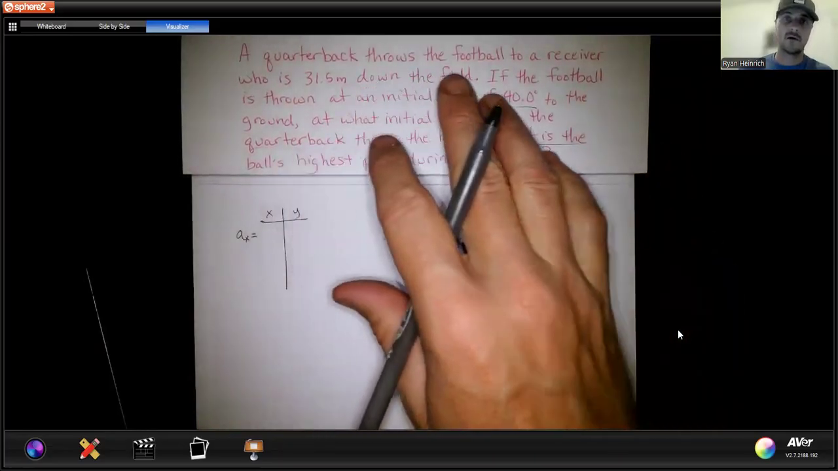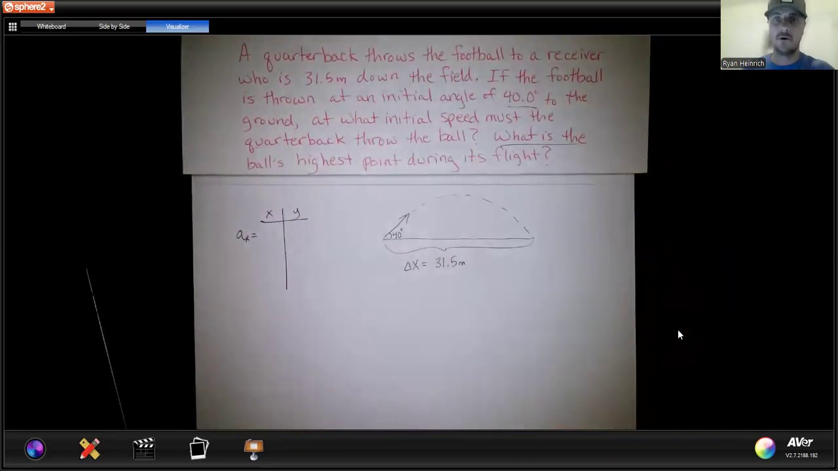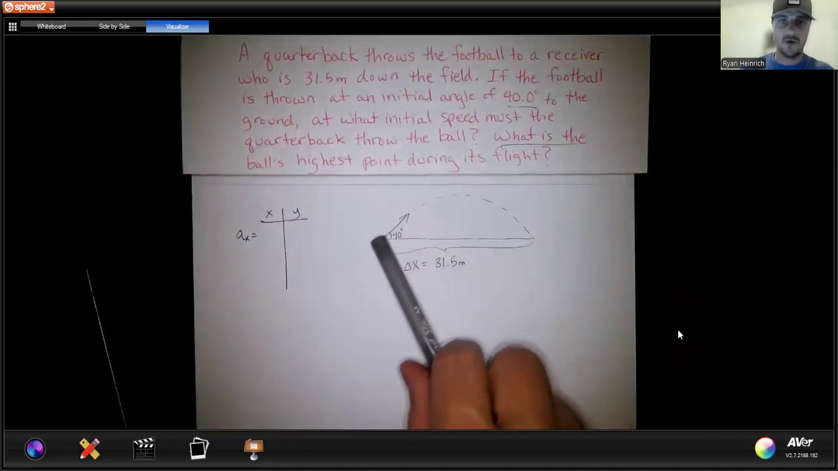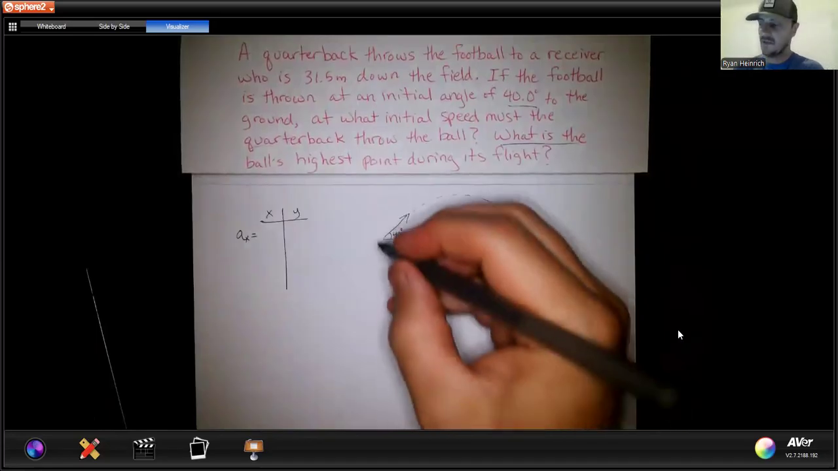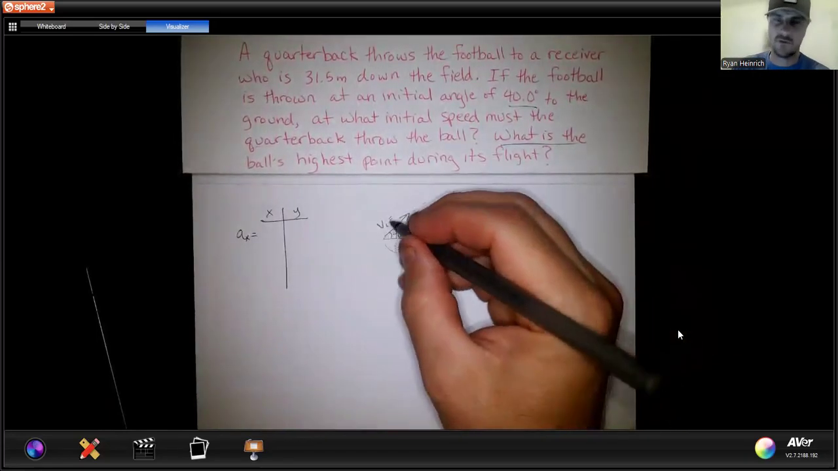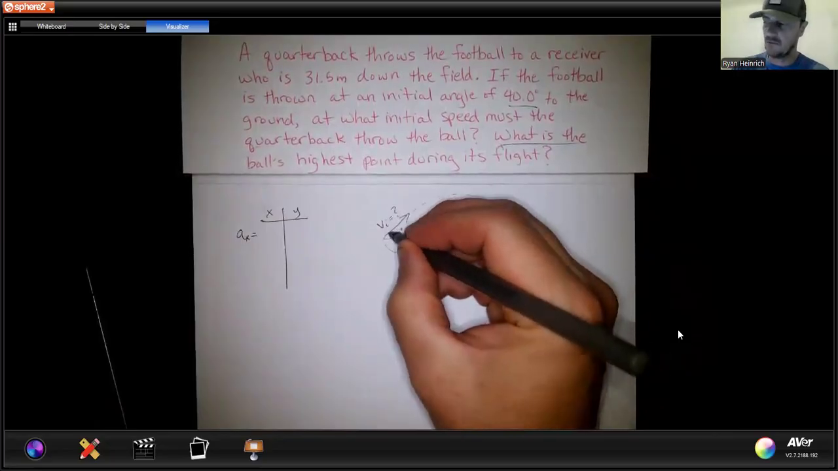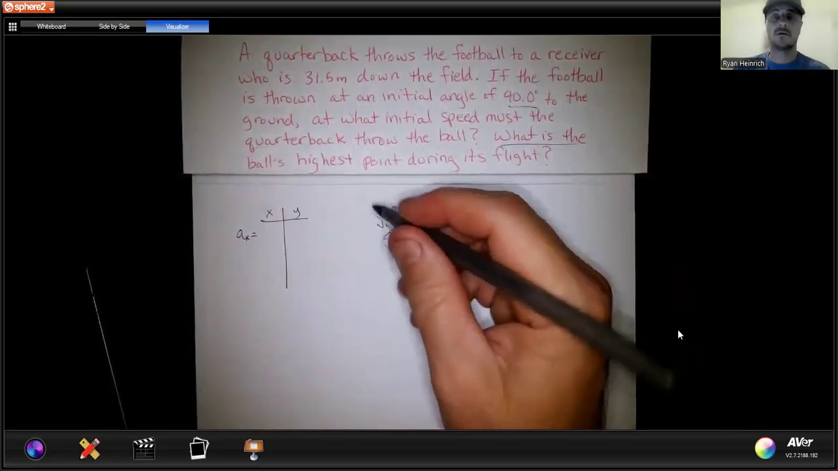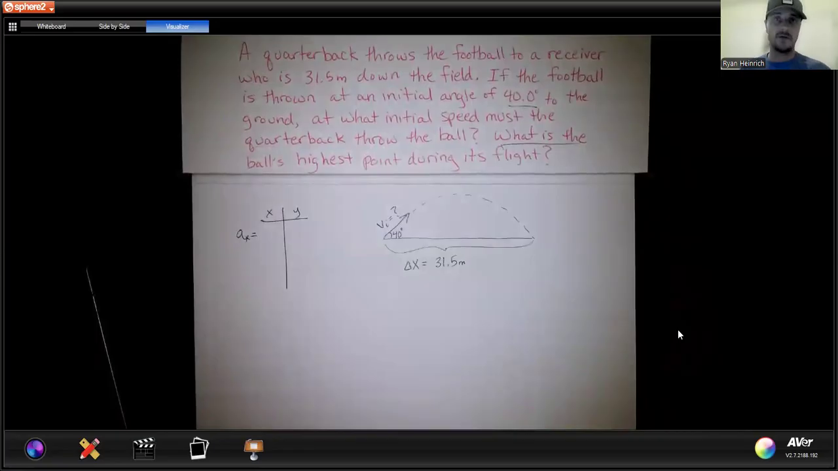We got a quarterback who throws the football to a receiver who is 31.5 meters downfield. They're throwing at an angle of 40 degrees. And once again, this is a difficult problem, or I should say more difficult than some, because they don't give us VI. So we're going to need a system of equations. We're going to have to develop an equation in the x-axis and one in the y-axis, and then either use substitution or another method I'll show you.